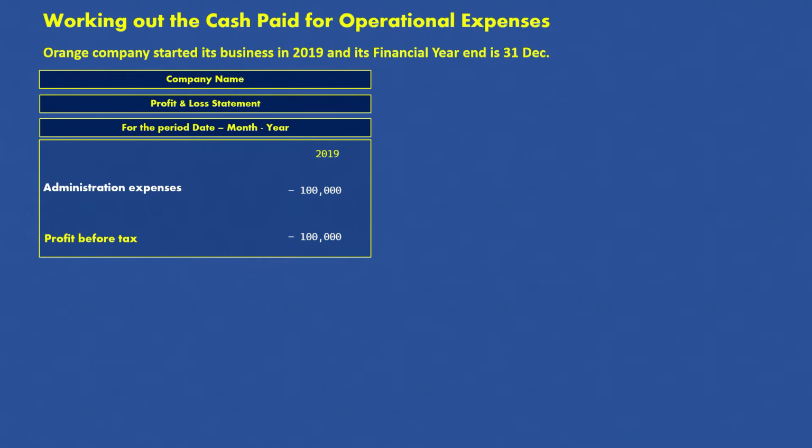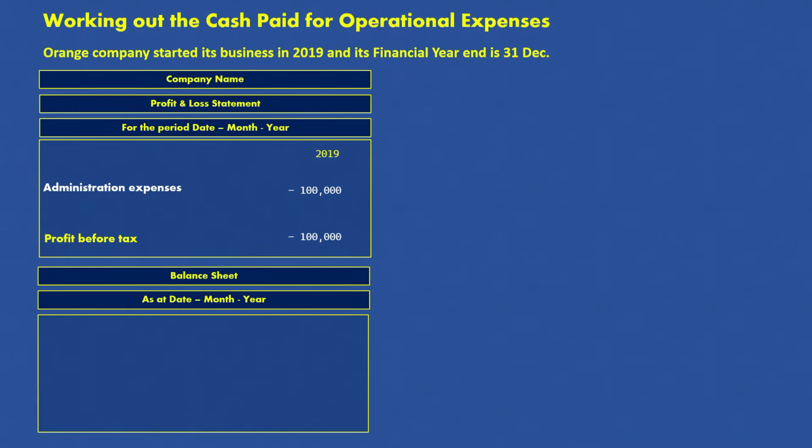You must be thinking that why I am focusing on profit before tax and not on any other profit like operating profit or net profit. Don't worry about that, you will see that in a few minutes when we go to the profit and loss cash flow statement format. Now let us take a look at the balance sheet as well, and in my balance sheet you can see there is a current liability for the other payables, that is $35,000.